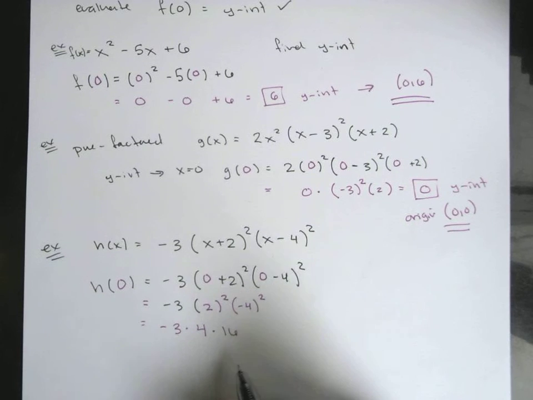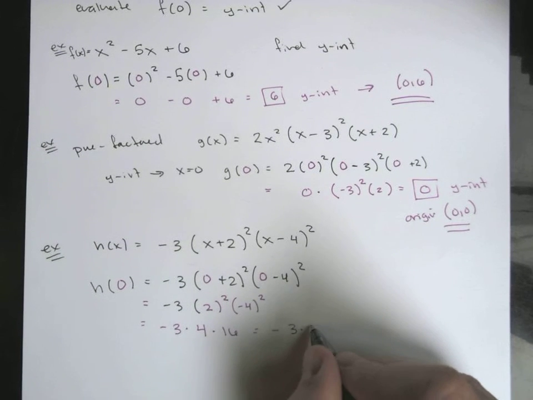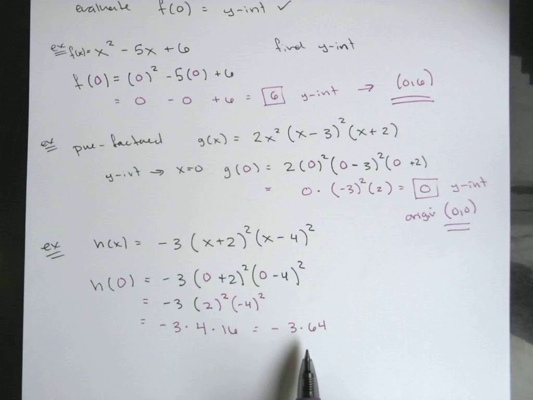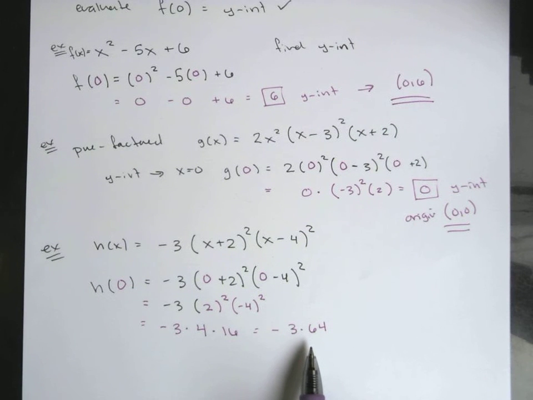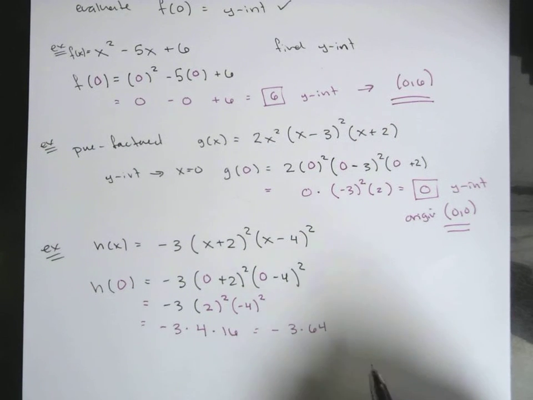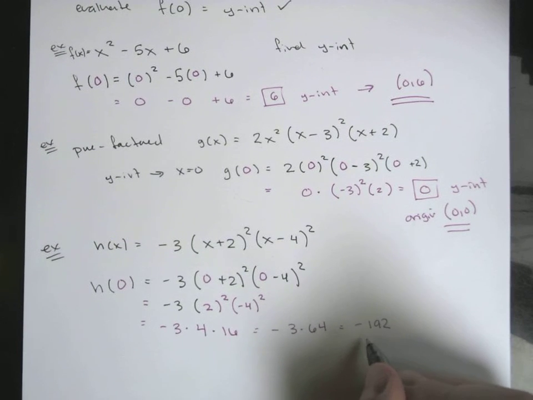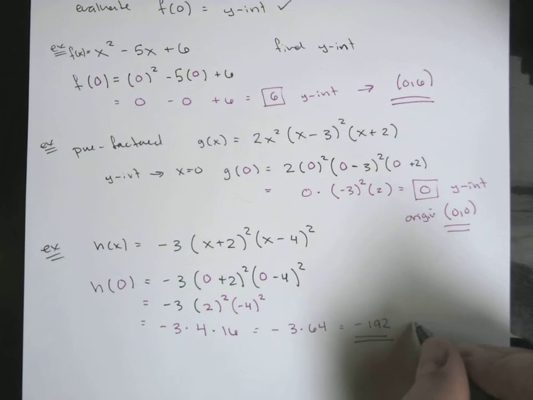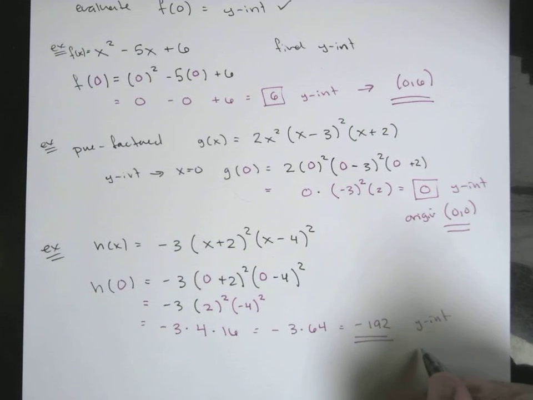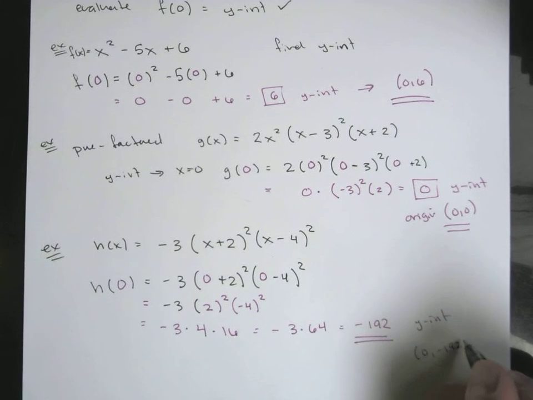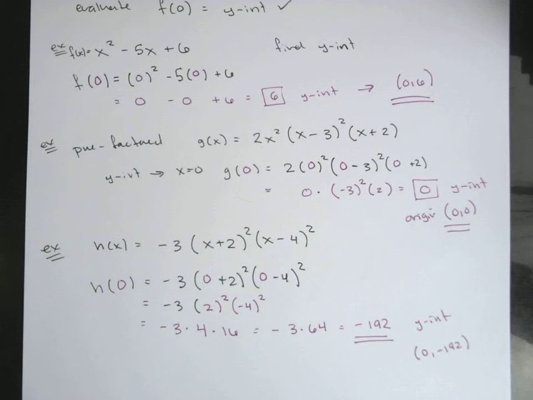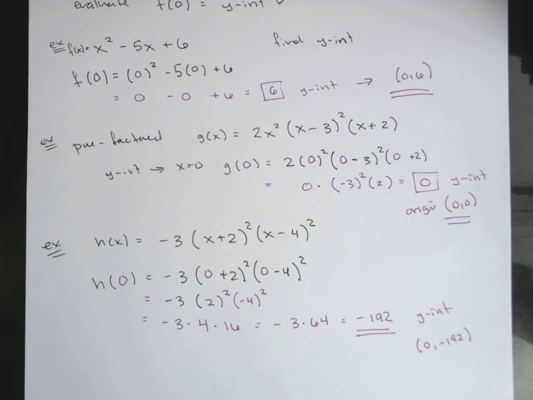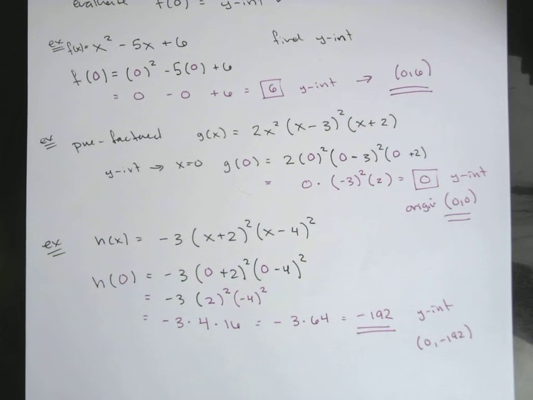16 times 4 is 64. -3 times 64. 3 times 60 would be 180. 3 times 4 is 12. 180 and 12 would be -192. So that's a pretty big number, but that's going to be our y-intercept. So we get 0 and -192. That's a pretty extreme number relative to some of the other examples we've done. But in theory, that's the kind of thing that could happen. So just subbing the 0 in here and finding our value. Why don't I pause there actually, and we'll do our symmetry in a second video.